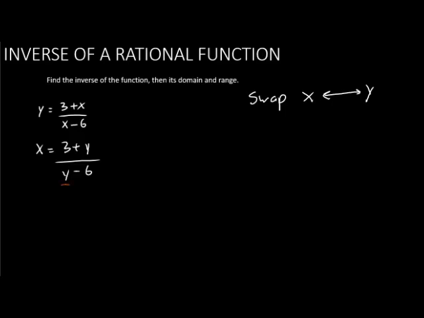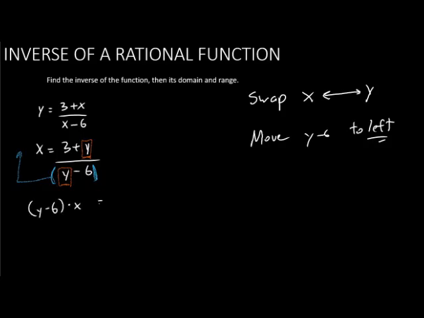Notice that this time we have y in two positions. Algebraically, this is going to take a few more steps than our previous problems. We're going to do a move that's a little bit unconventional, though. We're going to take the y minus 6 and put it in parentheses, and since it's on the bottom on the right, we're going to move it to the top on the left. When we do that, we now have y minus 6 in parentheses times x is equal to 3 plus y.